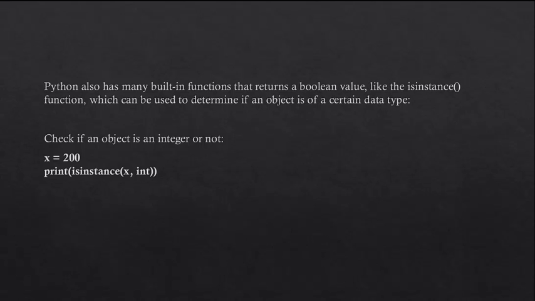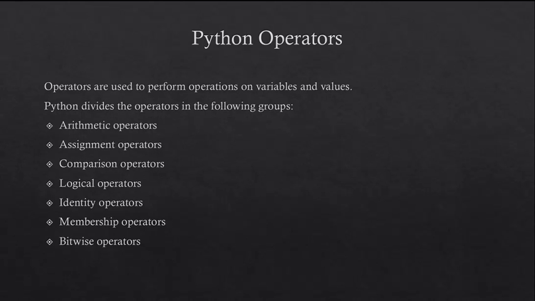Python also has many built-in functions that return a boolean value, like the isinstance function, which can be used to determine if an object is of a certain data type. You can check if an object is an integer or not. x is equal to 100 and print isinstance x, int. In this case, it's true because x is 100, which is an integer number.